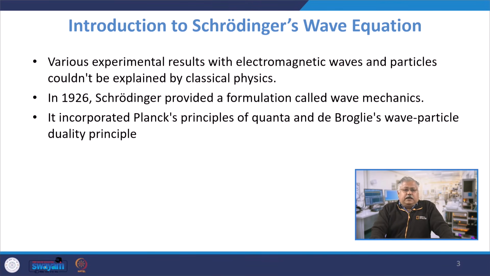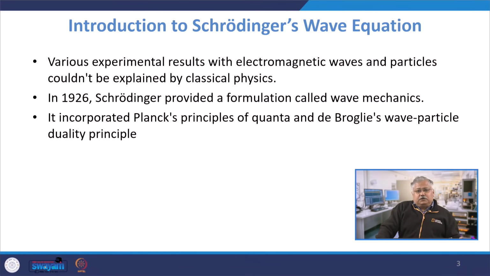Now, around 1926, Schrodinger tried to provide a formulation or solution using the methodology of wave mechanics, which means that when a subatomic particle is moving in free space or in a bounded space, how will its behavior be known if we apply the wave associated with that particle as one of the parameters for extraction. So in 1926, Schrodinger provided a formulation for that, incorporating Planck's principle of quanta and de Broglie's wave-particle duality principle.